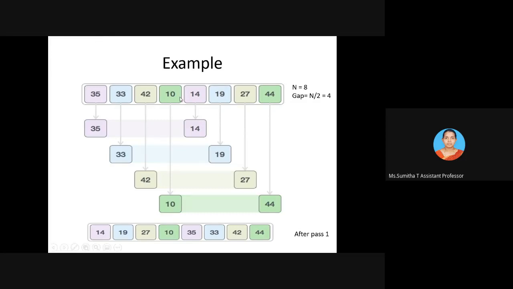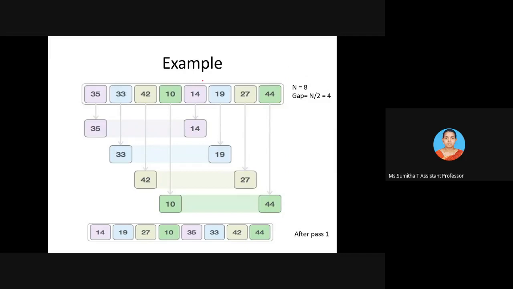Here we have 8 elements: 33, 35, 33, 42, 10, 14, 19, 27, 24. These are the elements given. We have to find the gap. How can we find it? The formula for finding the gap is n by 2. Here n is the number of elements, that is 8. So the gap is n by 2, that is 8 by 2, which is 4.